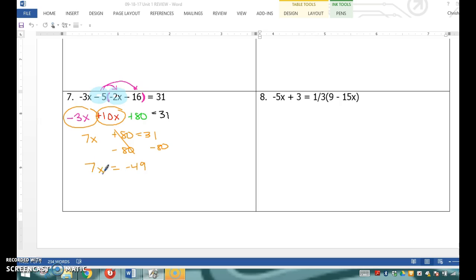We see that 7 and x are touching. They're multiplying. The opposite is division. 7 divided by 7 is 1. And x equals negative 7.